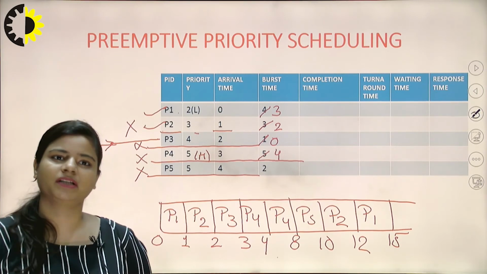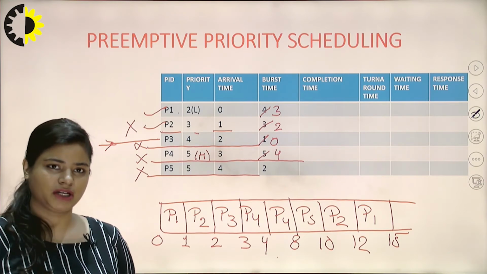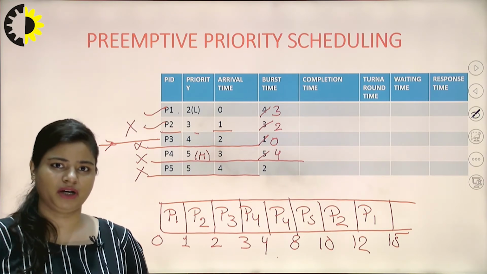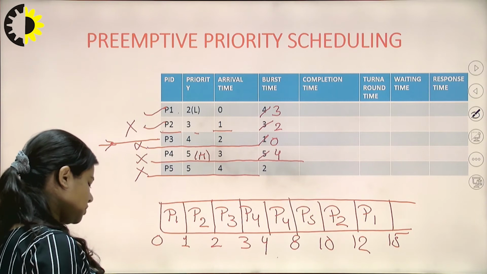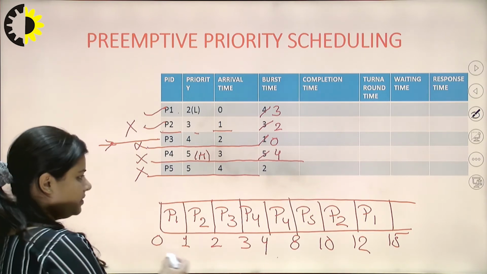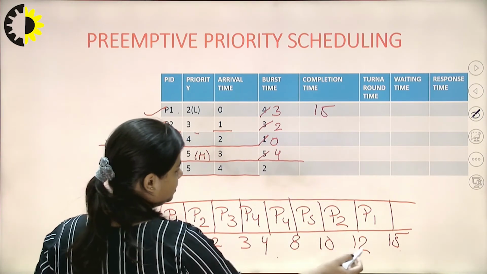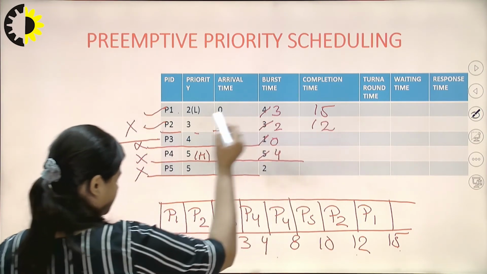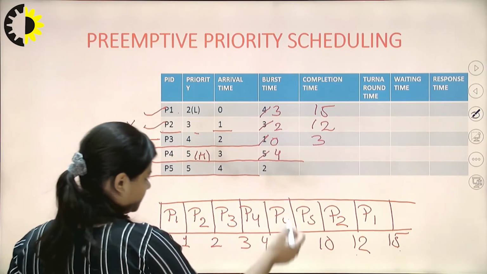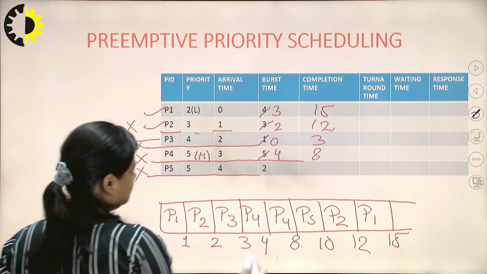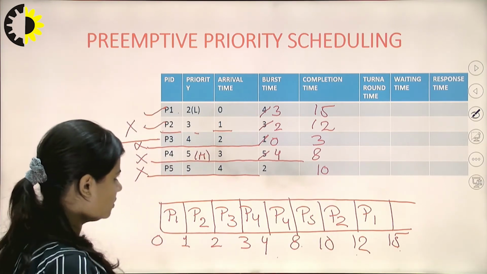Now we are going to calculate the completion time, turnaround time, waiting time and response time. I have already told you how we calculate them. Let's calculate again. Completion time of any process: we can see over here that P1 gets completed at 15, P2 completed at 12, P3 completed at 3, P4 completed at 8, P5 completed at 10. So this is the completion time for these processes.